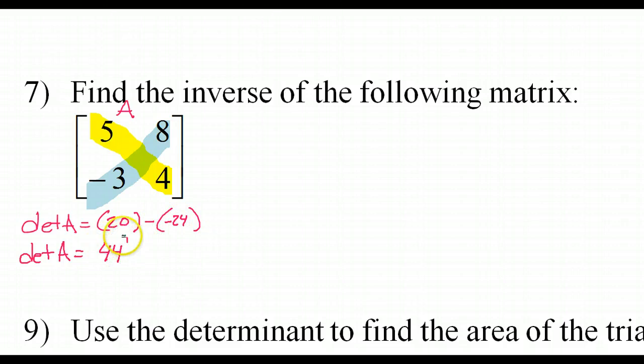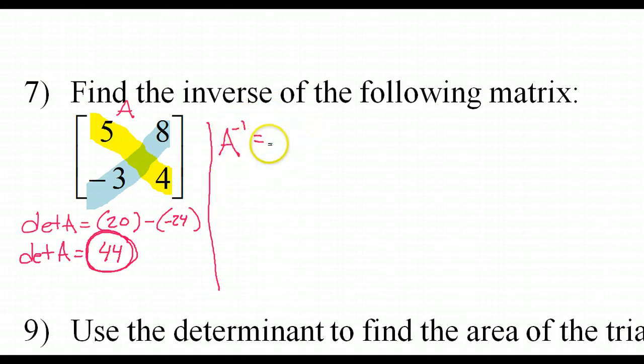Okay, so that's my determinant. I'm going to save this for later, because when I do the inverse, which I call A inverse with a little minus 1, I'm going to have to lead off with the reciprocal of this. So I'm going to put 1 over 44. This really means I'm going to wind up dividing everything by 44 at the end. But that comes later. Now what goes in here is the reverse negate.